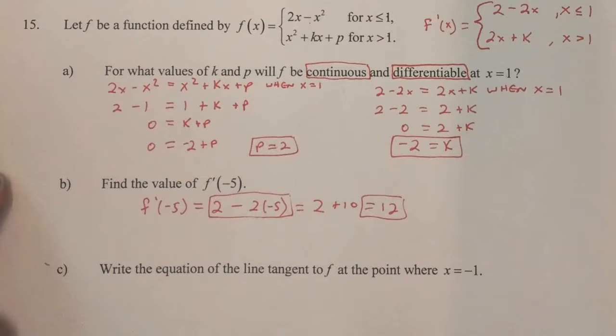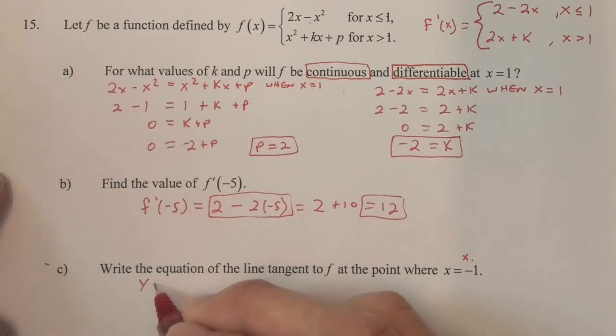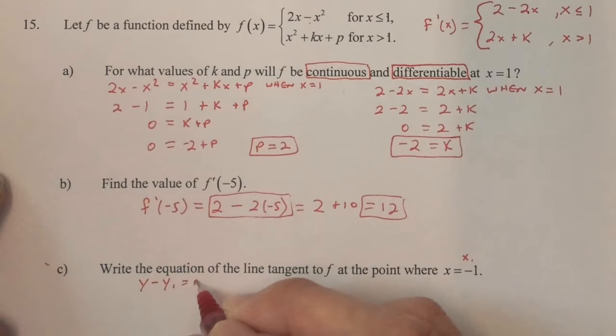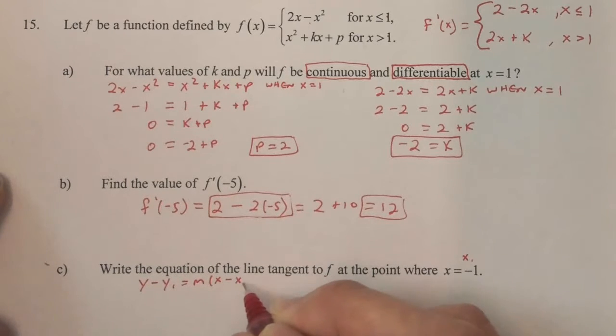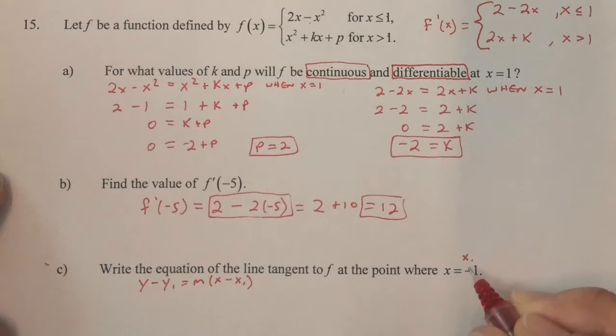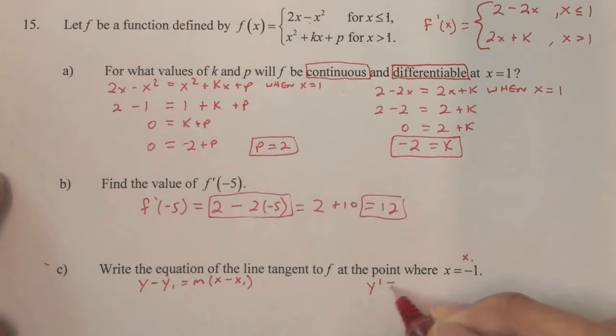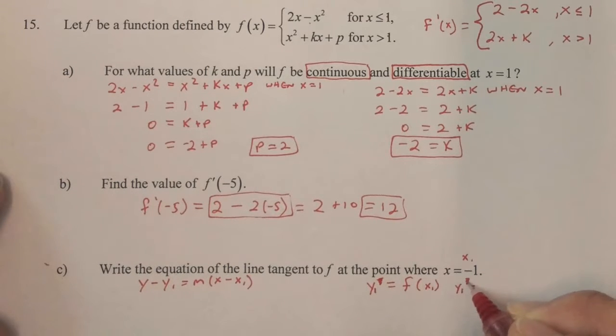Finally, write the equation of the line tangent to f at the point where x equals negative 1. So this is our x1. Remember, we're going to use our point slope form, like so. We're given our x1. We need our y1. y1 is the function's value at x1. So y1 is equal to f of negative 1.